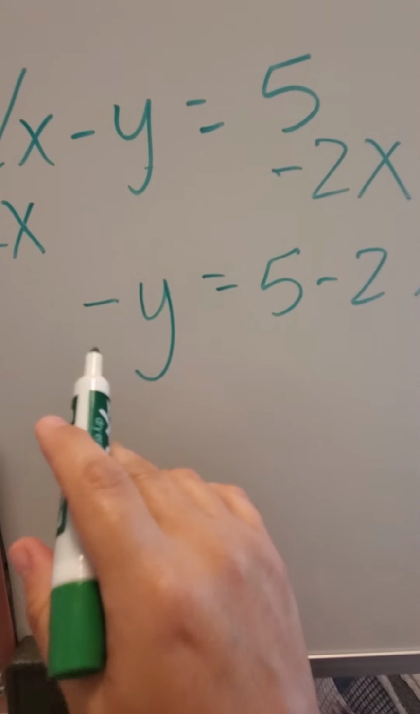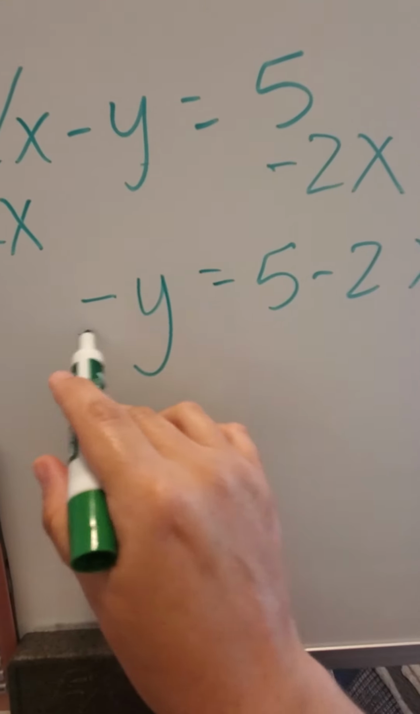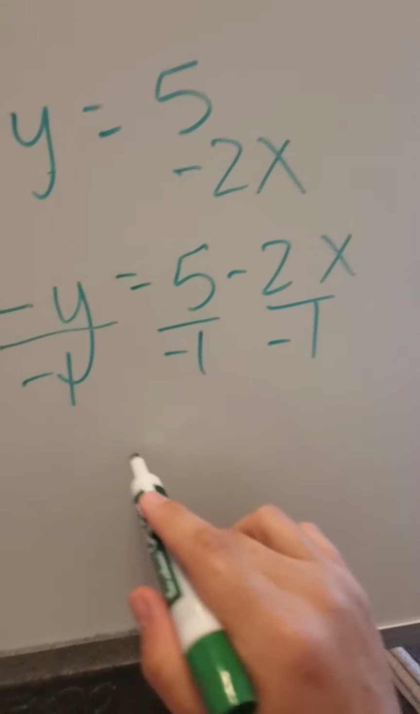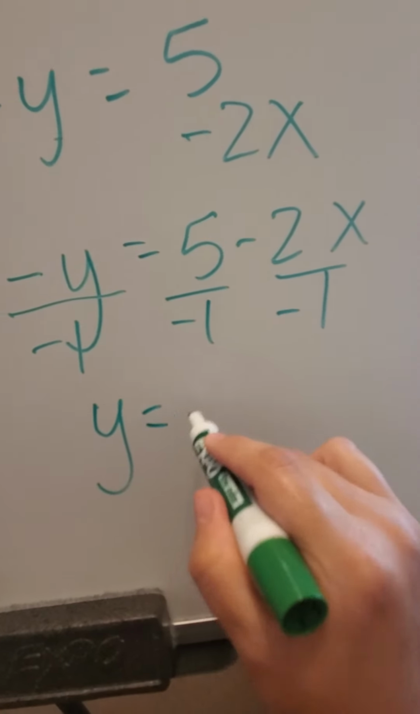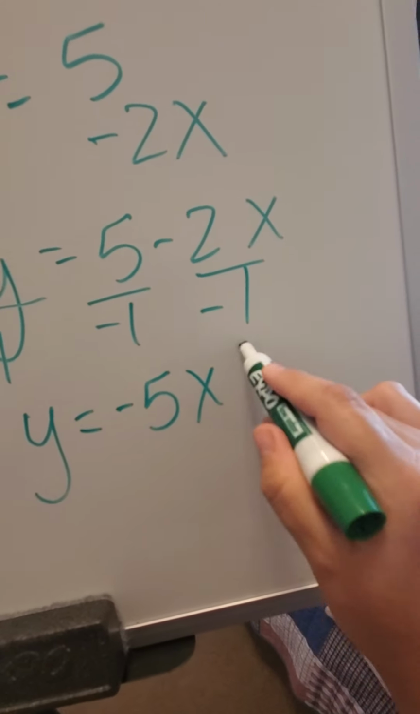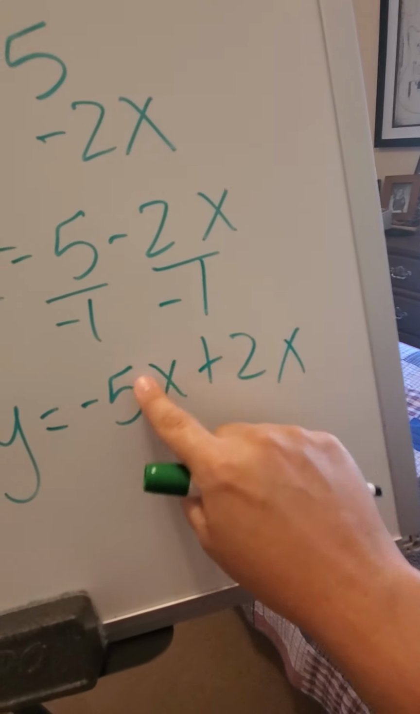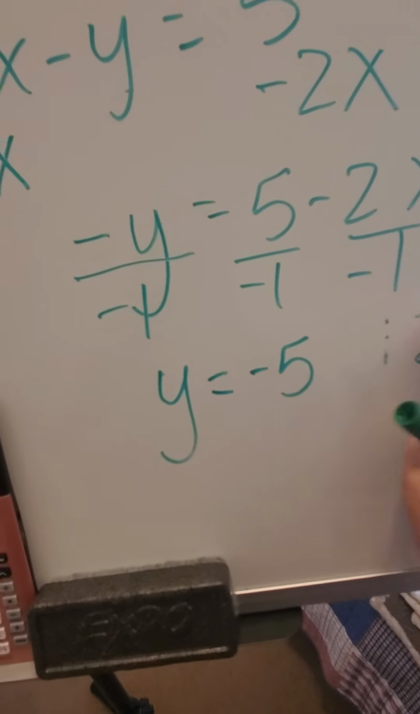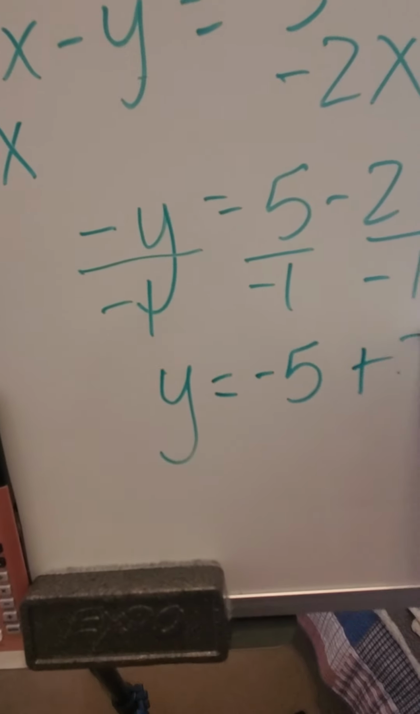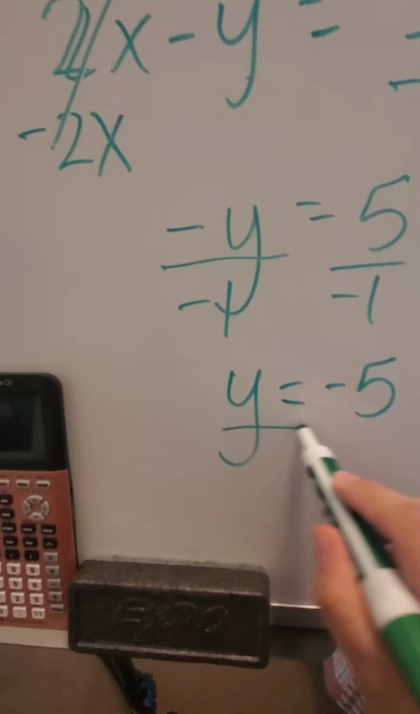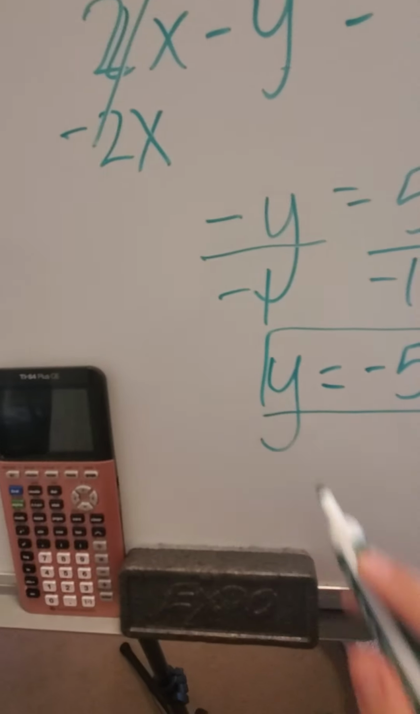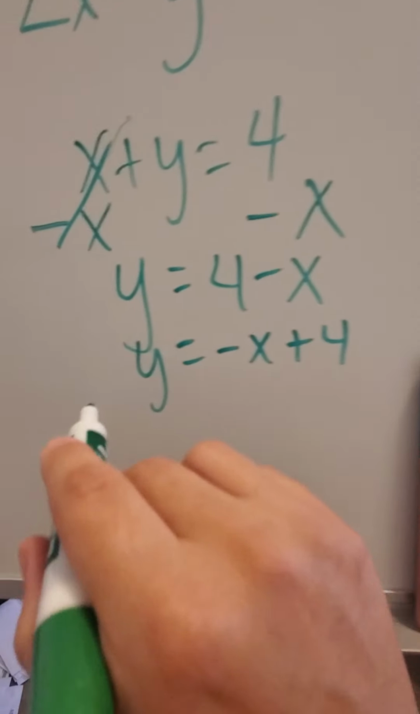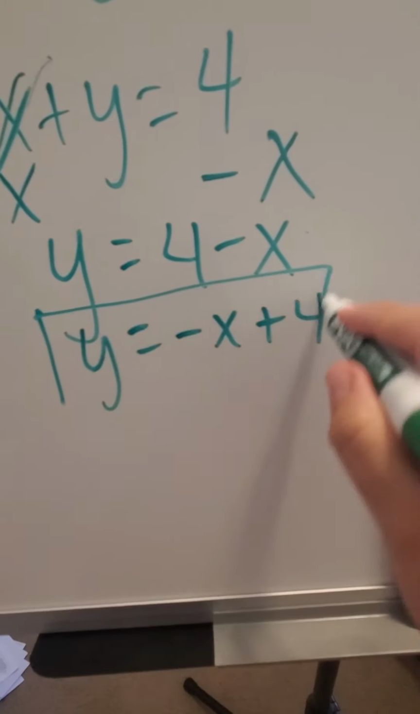Now, the only thing left is I got to get rid of that negative. So I'm going to divide by negative 1. Make sure you divide everything by negative 1. Some people just say change all your signs, which is really all you're doing, okay? Oops, got carried away there. Negative 5 plus 2x. I was trying to put x too soon. Okay, so there's my first equation. And then here's my next equation.